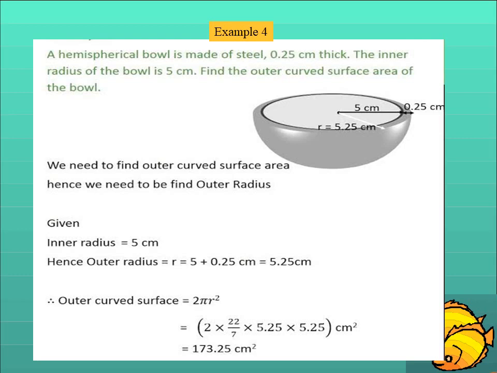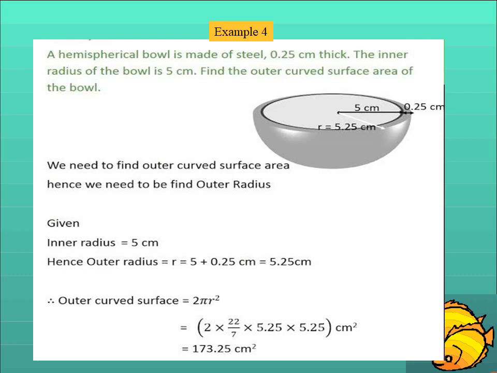Therefore, the outer curved surface area will be given by twice pi r squared. Remember, this is coming from a half times 4 pi r squared, and therefore the outer curved surface is 2 pi r squared. So it is 2 times 22 over 7 times 5.25 times 5.25. This 5.25 is the radius of the outer curve. When you evaluate that, the curved surface area is 173.25 centimeters squared. Remember, that is just the outer.